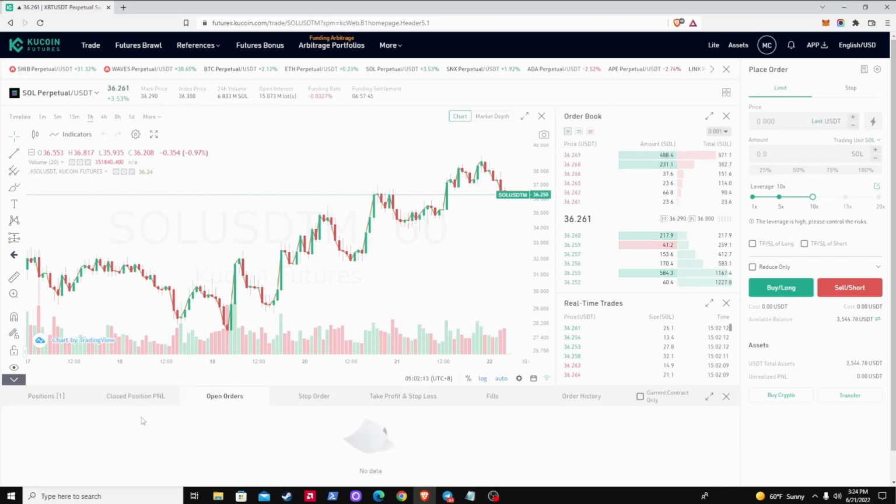Open orders, this would be anything that you've placed, an order that you've placed that just hasn't been filled yet. Once it's filled, it puts it over here in the fill section. And then we'll explain the take profit and stop loss stuff more once we open up the Solana position.